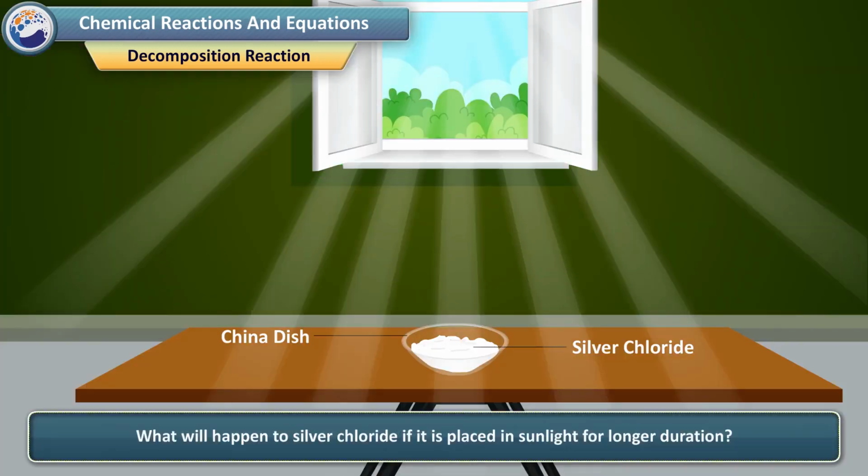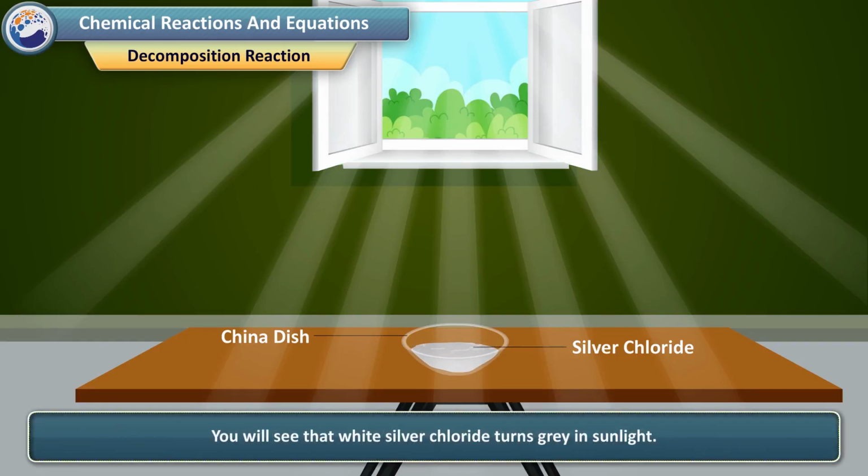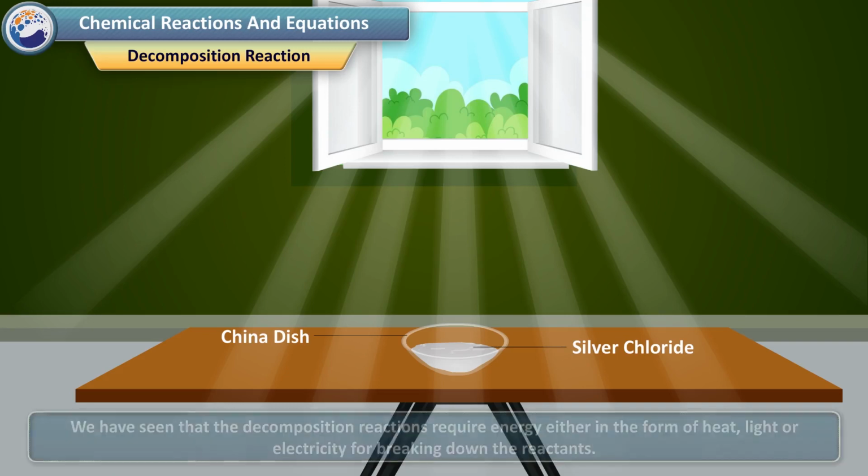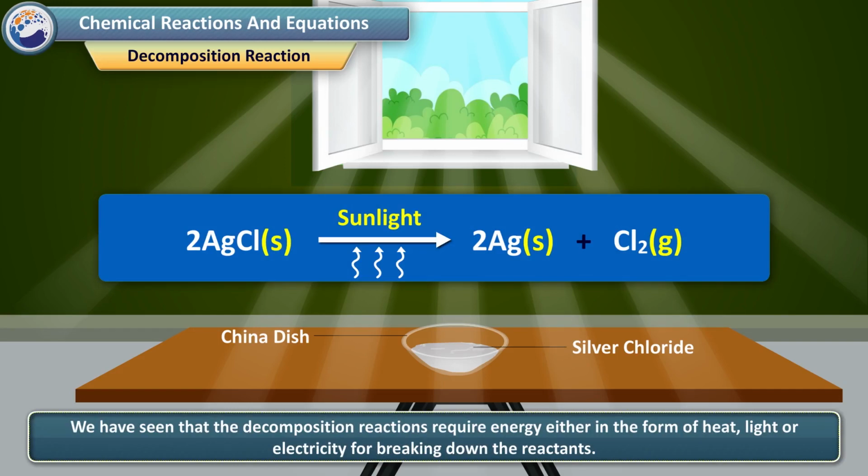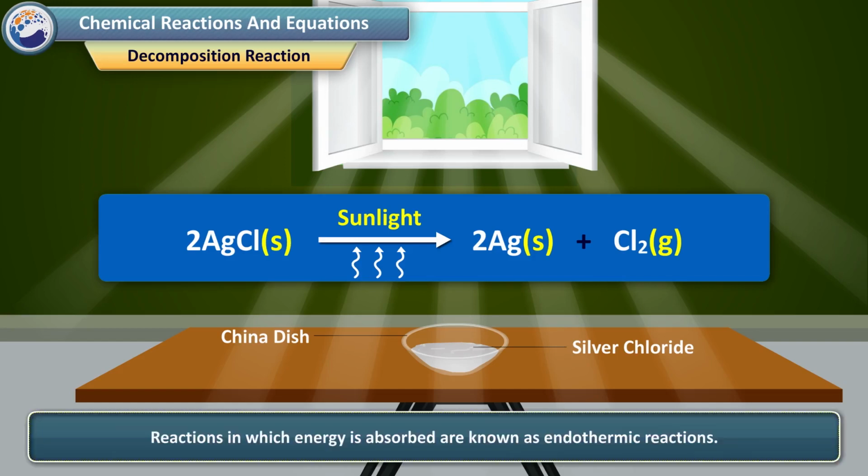What will happen to silver chloride if it is placed in sunlight for longer duration? You will see that white silver chloride turns gray in sunlight. This is due to the decomposition of silver chloride into silver and chlorine by light. We have seen that the decomposition reactions require energy either in the form of heat, light or electricity for breaking down the reactants. Reactions in which energy is absorbed are known as endothermic reactions.